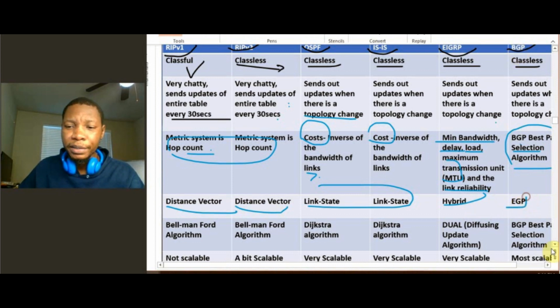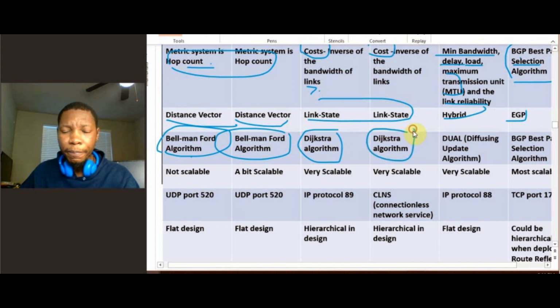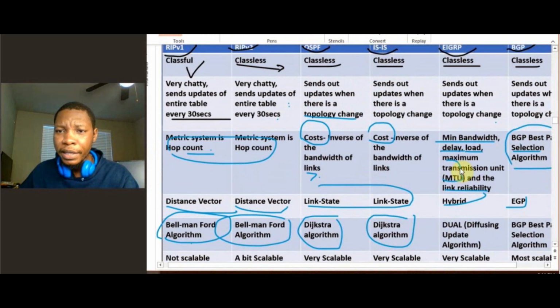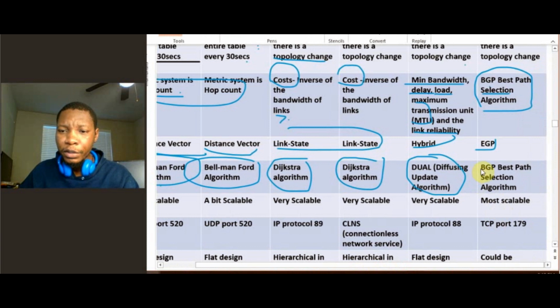BGP is an EGP. For RIP, RIP version 1 and RIP version 2 use the Bellman-Ford algorithm. OSPF uses the Dijkstra algorithm. ISIS, being a link state protocol, also uses the Dijkstra algorithm. EIGRP uses the DUAL algorithm, the Diffusion Update Algorithm. That's what DUAL means. Whereas BGP uses the BGP best path selection algorithm.